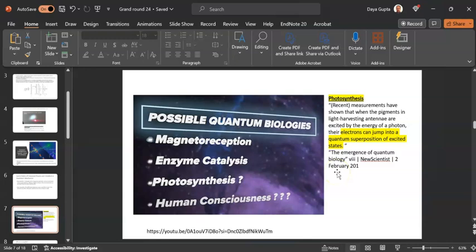Photosynthesis is a well-known example of quantum mechanical physics in biology, and here the electrons can jump into superposed excited states, which are helpful in efficient photosynthesis. And then it is believed that microtubules play a role in human consciousness. It is still under study, not well understood at this stage.